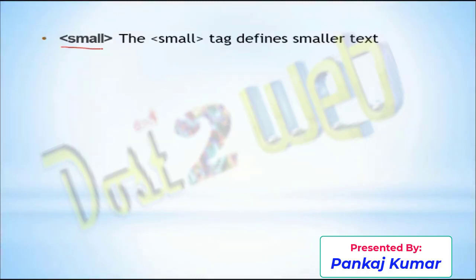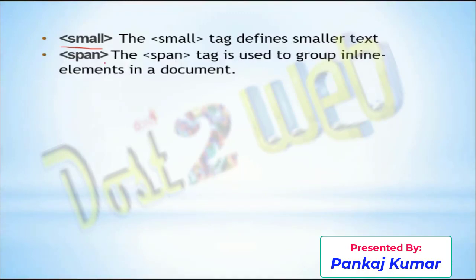Next, you have something called small. So I am writing the text, okay, and you want the text to be written in small letters. Then what will you do? It is not possible, right? So we have to use a tag called the small tag. So the small tag will define the text, whatever you are going to write, in small text. Span, what is a span?